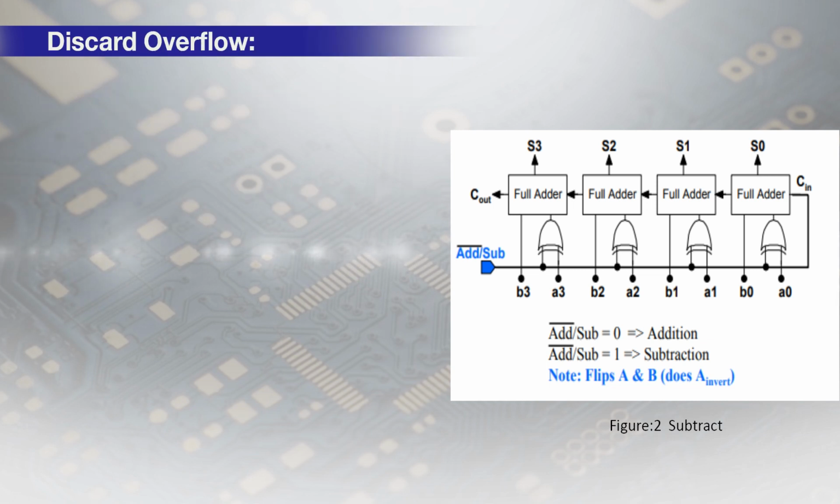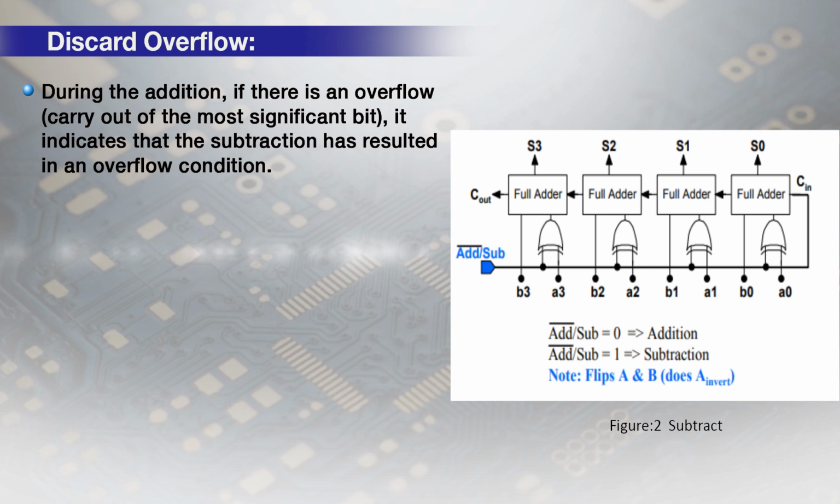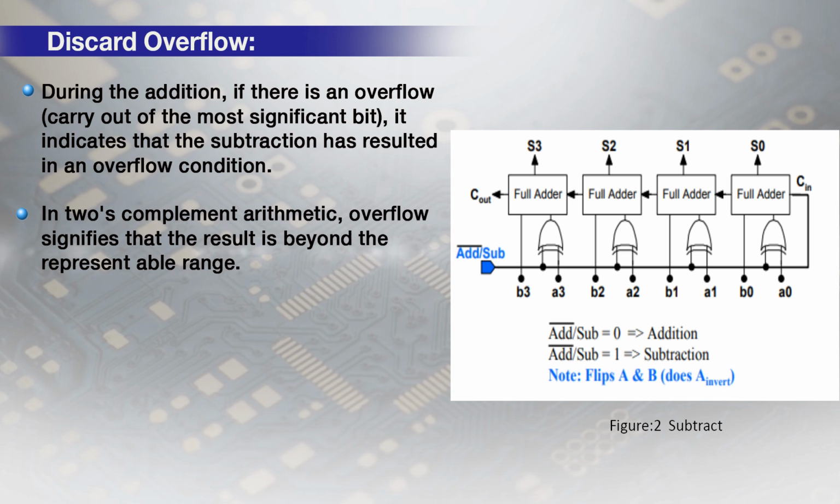Now discard overflow. During the addition, there is an overflow carry out of the most significant bit. It indicates that the subtraction has resulted in an overflow condition in 2's complement. Arithmetic overflow signifies that the result is beyond the representable range.